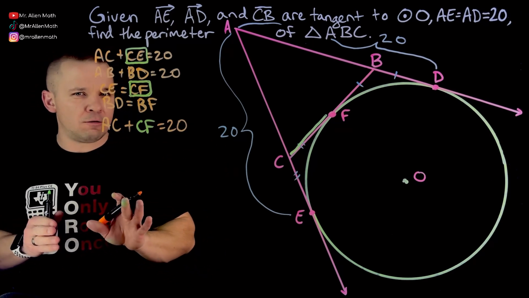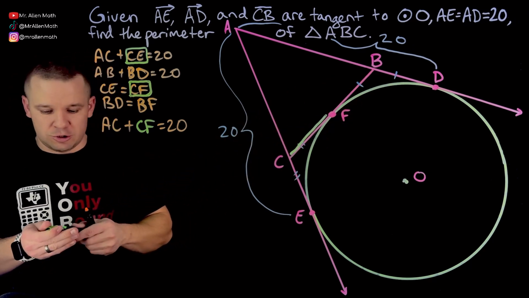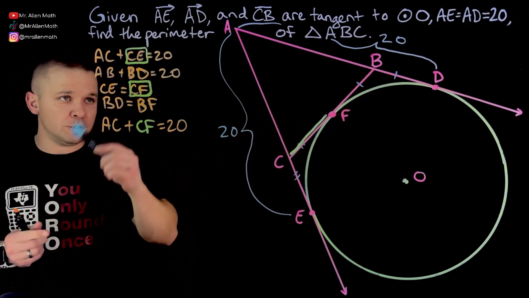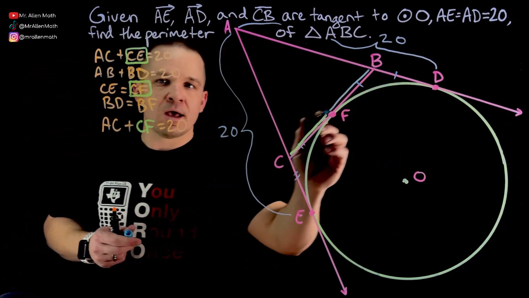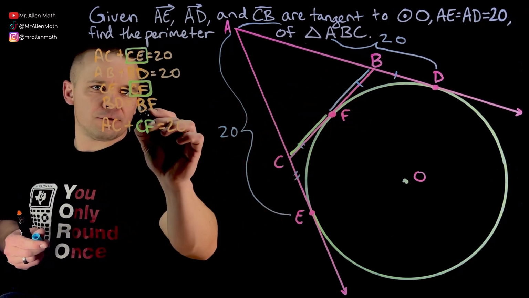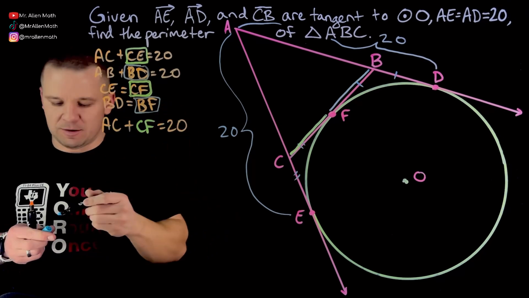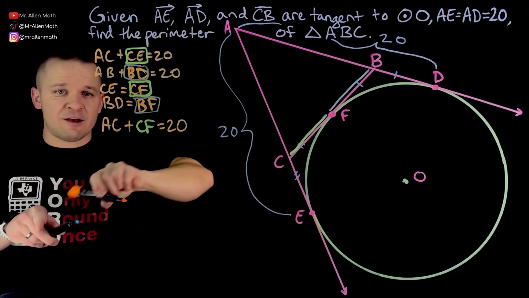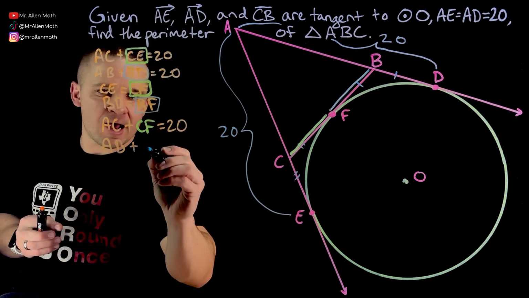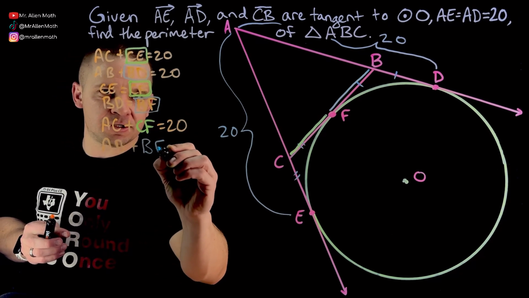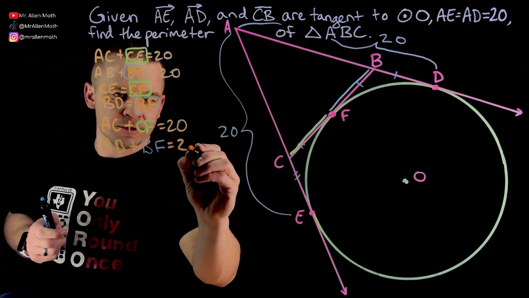Now, let's apply the same idea over to this side. I'm going to switch to blue this time. I'm going to take BF and substitute that in place for BD in that statement. So I have AB plus BF, BF being substituted in for BD, substitution property coming in clutch here, equals 20.